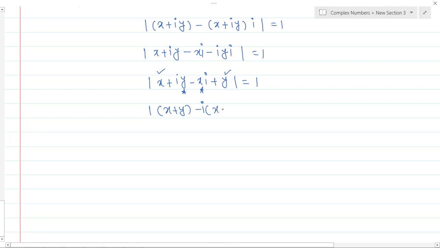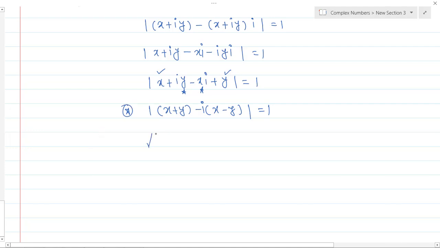So it's x plus... no, I'm taking minus common. Taking minus common, the x that was negative became positive. So it is x minus y. Is it okay? It is equal to 1. Is that correct? Yes. Okay, now find the modulus of this.